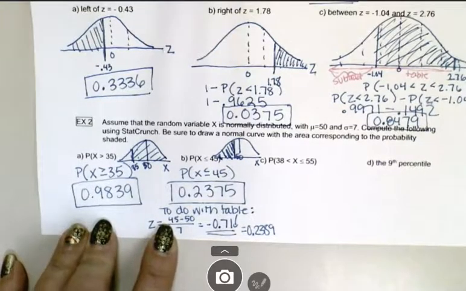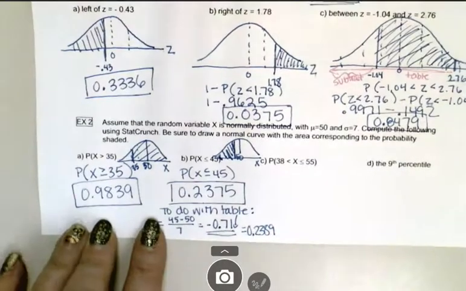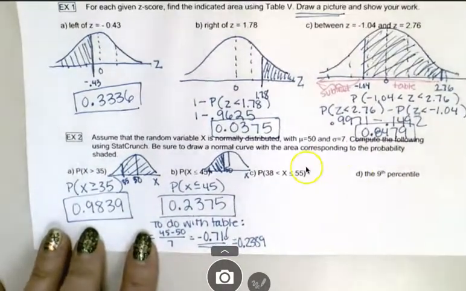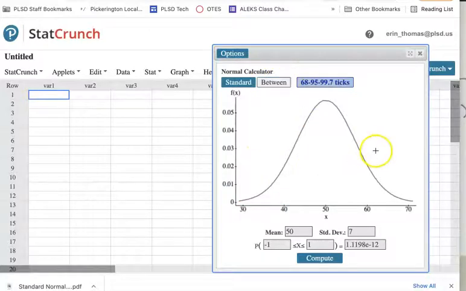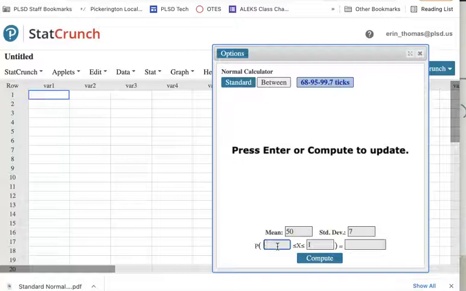All right. So now I'm going to go back to StatCrunch for this one. So this is a between. So we haven't done one of those yet. So for between, I click on between. And I still have the right mean and standard deviation, but I need to enter my parameters. So in this case, it says between 38 and 55. Now again, it doesn't give you an option to change these symbols because you don't need to.